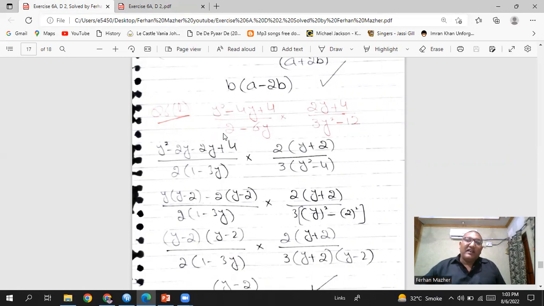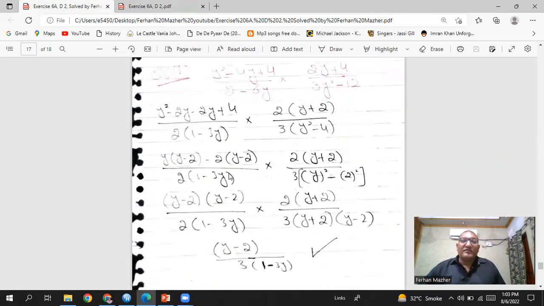And from here in the denominator, the 2 can be common. So bracket 1 minus 3y multiply. Here you can take 2 common. So in the bracket, you will have y plus 2. Here you can take 3 common. So in the bracket, you will have y square minus 4. So y square is a perfect square. 4 is also a perfect square and a negative between them. So the 4 can be written as 2 squared, you see.